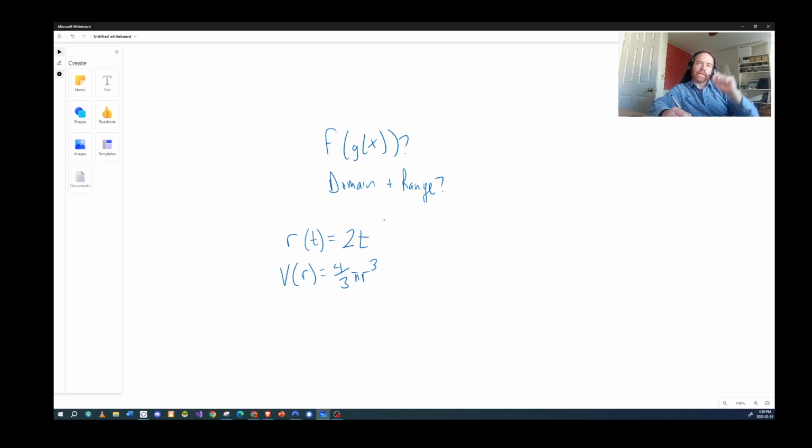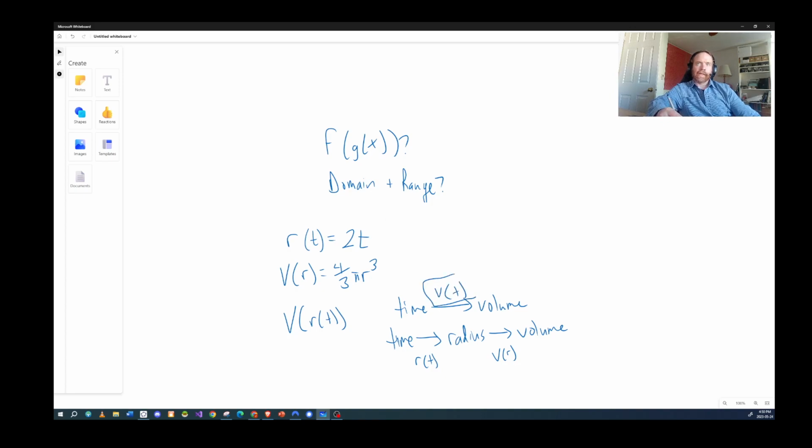So if r is a function of t and v is a function of r, then the combined function v of r of t is asking the question, how do you go from time to volume? What we're doing in this situation is time, which tells us radius, which tells us volume. This is the r of t function, and this is the v of r function. In many ways, what we're trying to do is create a single function, v of t, that takes the whole thing and does all the instructions at once.